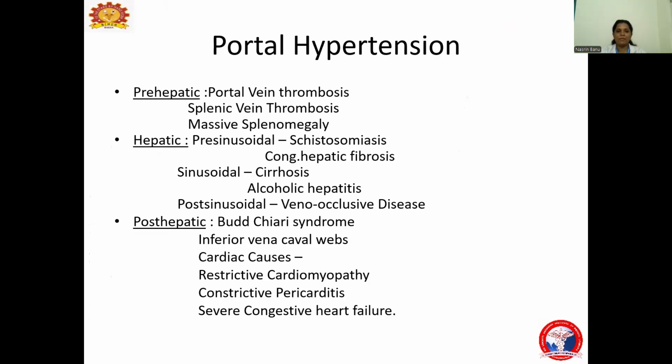Portal hypertension can be prehepatic, hepatic, or posthepatic. Prehepatic is mainly due to thrombosis, either of the portal vein or splenic vein. Whereas hepatic can be pre-sinusoidal, sinusoidal, or post-sinusoidal. Post-hepatic portal hypertension can be caused by Budd-Chiari syndrome, inferior vena cava webs, or cardiac causes like restrictive cardiomyopathy and constrictive pericarditis.